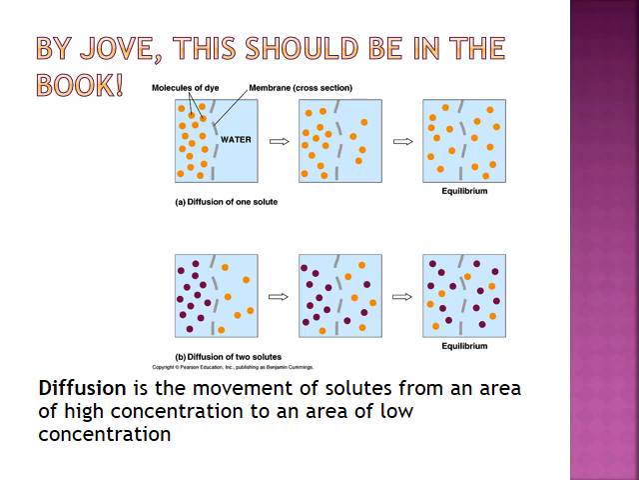Here, you've got individual molecules of dye. High concentration on the left, low concentration on the right. Over time, they reach equilibrium where they're equally spread apart.